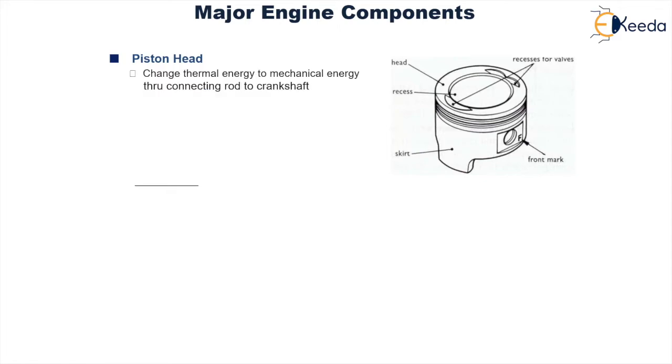It changes thermal energy to mechanical energy through the connecting rod to the crankshaft. It provides a surface for mounting the piston rings. It consists of the lower part of the combustion chamber. Its material is cast iron and aluminium alloy.